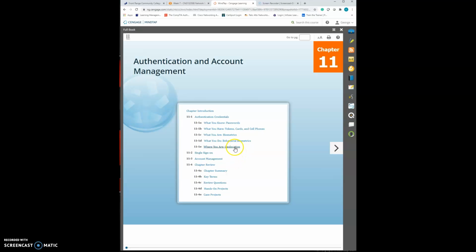Geolocation, great security measure for account management, because earlier this spring there was a Raytheon person who went on vacation. Instead of going on vacation, I guess halfway through the vacation or something, he went to China and sold some trade secrets. Once again, geolocation, where you are.